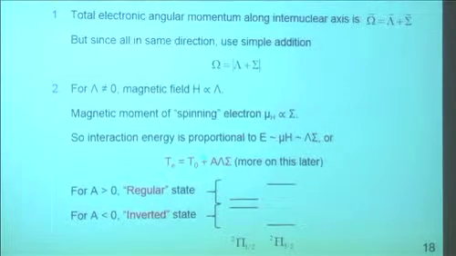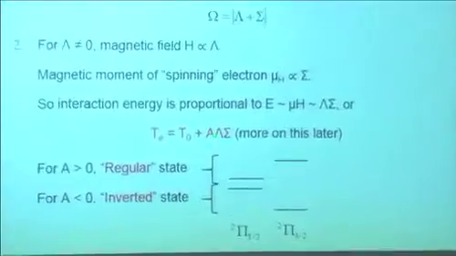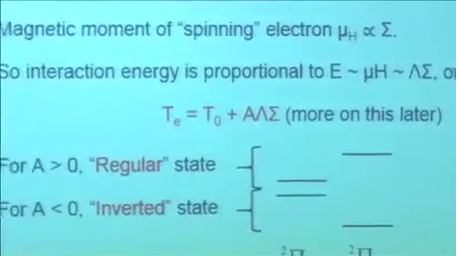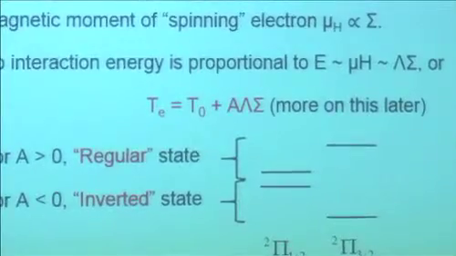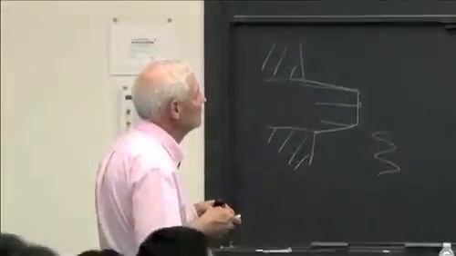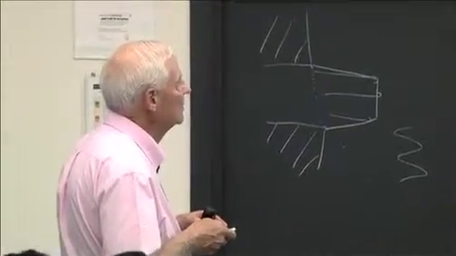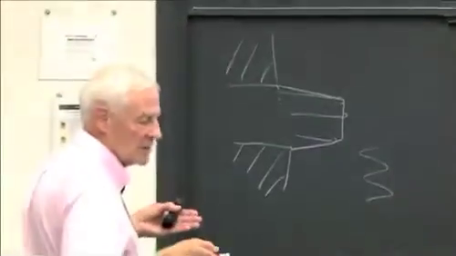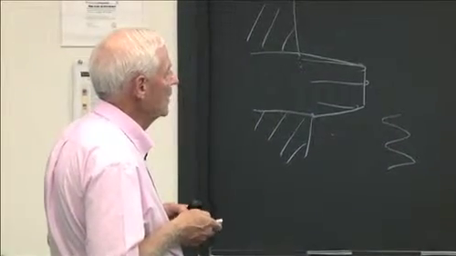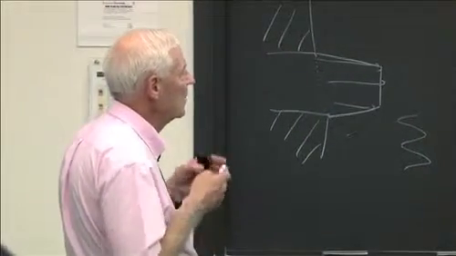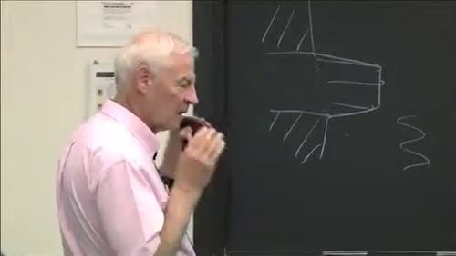So there's some base number plus A lambda sigma. Well, lambda and sigma are the things I've just defined. They're the magnitude of the component along the axis. If lambda is 0, then there's no effect. Or if sigma is 0, there's no effect. So this only occurs when they're both present, and this is called spin-orbit coupling.